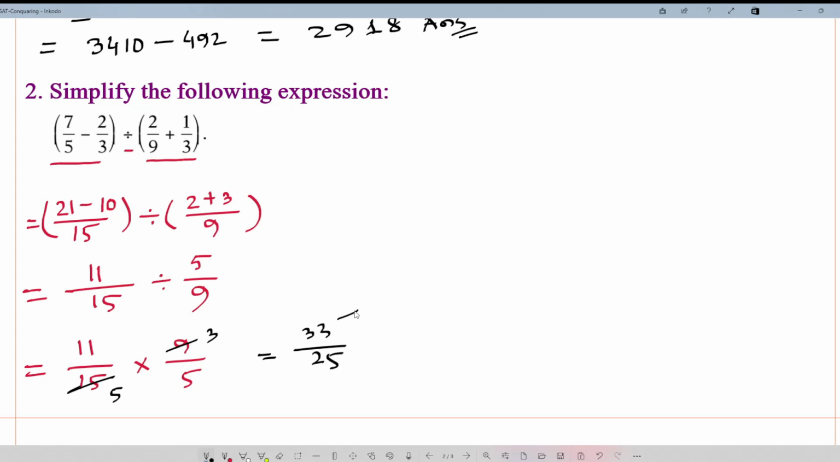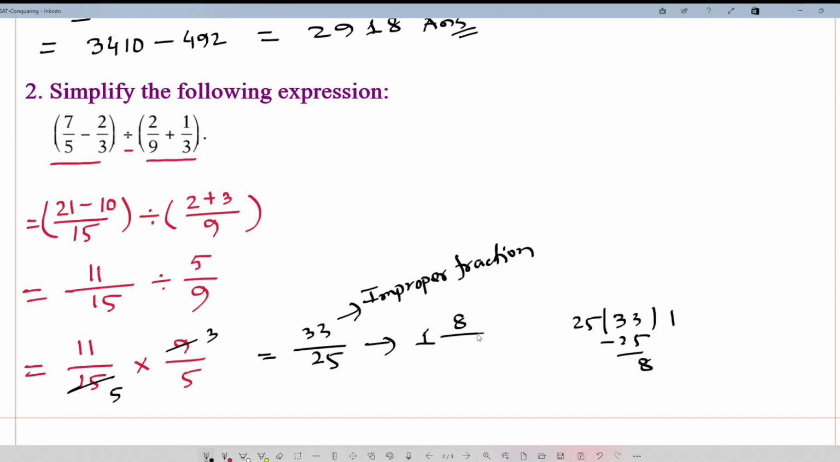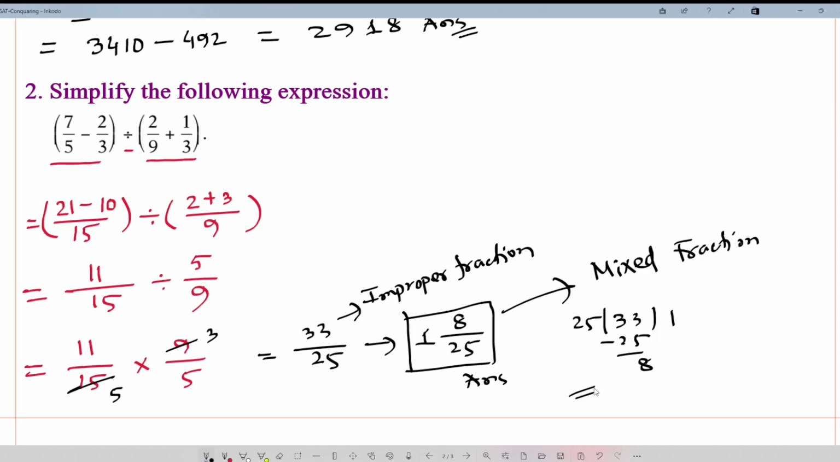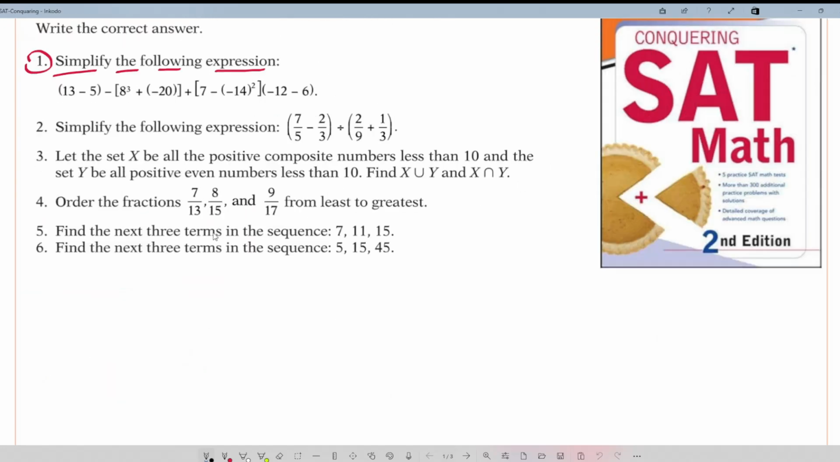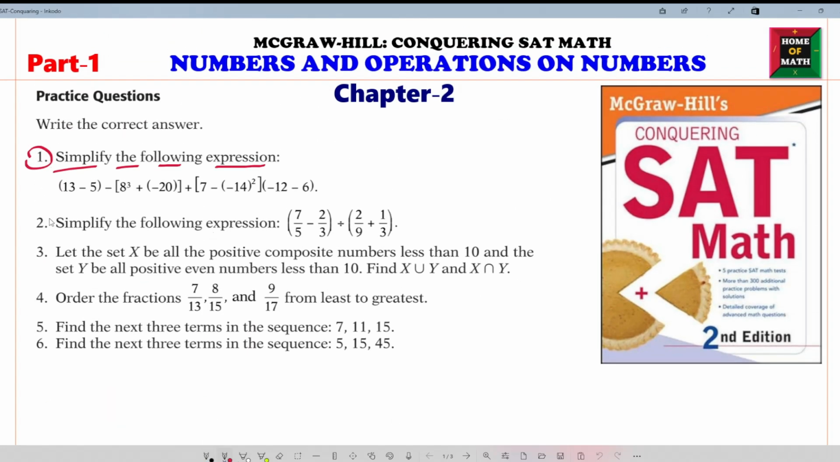It's an improper fraction. So now we'll make it a mixed fraction. How? 33 divide 25, so 1, 25 minus it becomes 8, so 1 and 8 over 25. This one is our answer, and this is what? A mixed fraction. So finish. Numbers 1 and 2 are done.